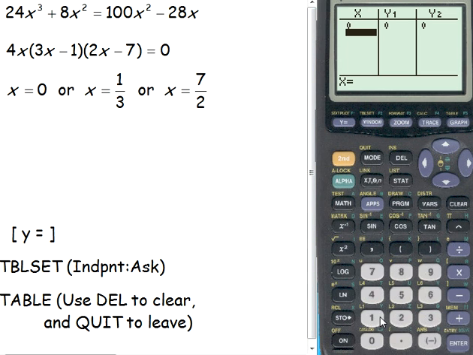And then the next answer we had was 1/3. 1 divided by 3, hit enter. Notice it changed it to a decimal in the first column, but the left and right sides both equal 1.7778 approximately. And so that is a solution also. And the final value we had was 7/2. And if you hit enter, you can see that it makes both sides of the equation equal to 1,127. So those are the three solutions to the equation.